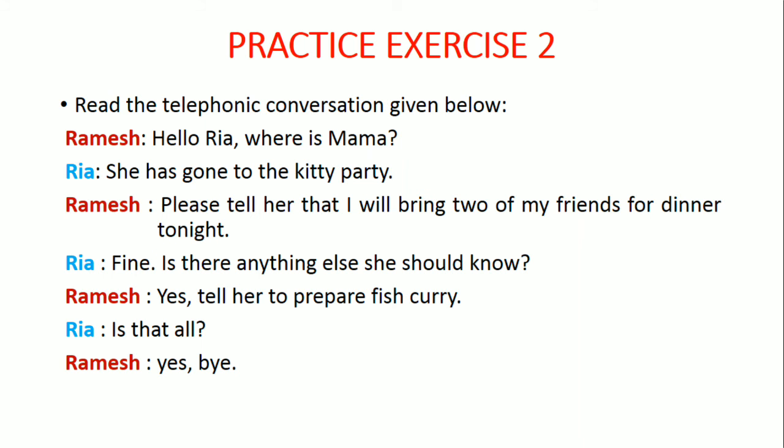Now, in this conversation, Ramesh is giving a message for her mother, right? Here, the conversation between Ramesh and Riya. So, now let's try to write a message that is based on this telephonic conversation.